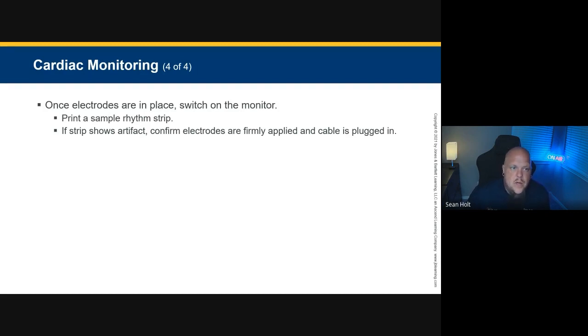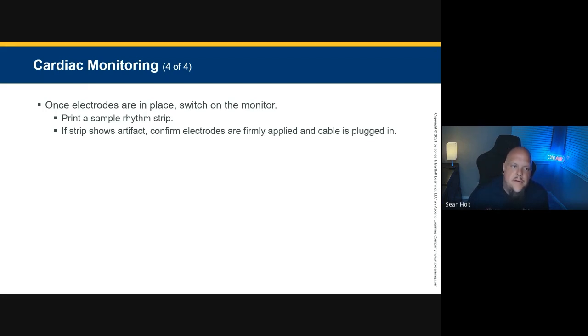Okay, once electrodes are in place, switch on the monitor. I mean, a lot of the time we're already going to have the monitor on and the blood pressure going, pulse oximetry on, all of that stuff, and we're putting on wires at the same time. You don't have to wait to turn on the monitor to start putting the leads on. It's just not going to start recording their electrical activity until you have the right leads on.